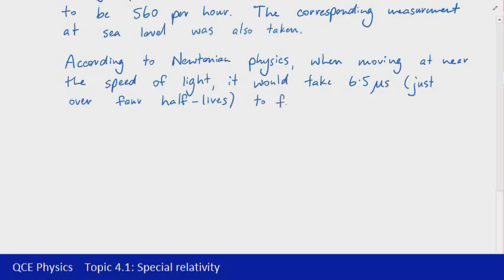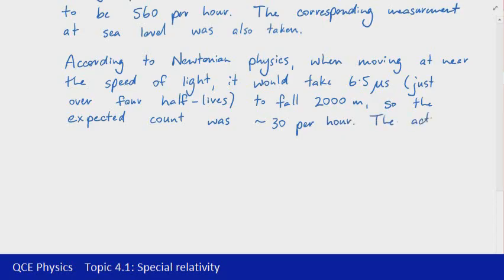And if it's just over 4 half-lives, that means we would expect the count of the muons to be around about 30 per hour. Given that it's just over 4, half to the power of 4 would give 35 if we take 560 multiplied by half to the power of 4. And so it should have been around about 30 per hour as the measurement at sea level. The actual measurement was 422.